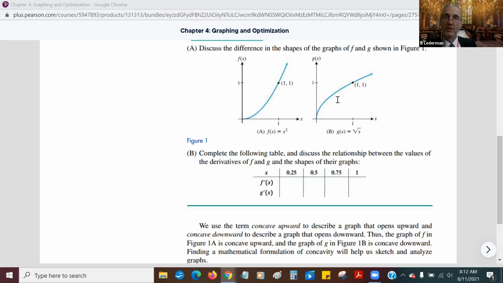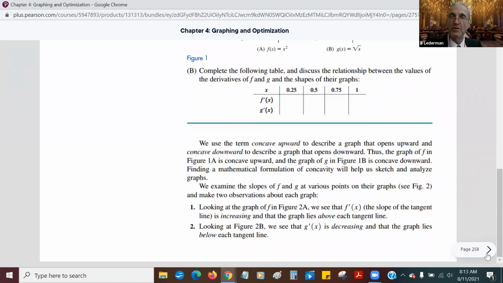Now, alternatively, one could say that if the tangents are on the bottom, then the cave is on the top. So the concavity is like the opposite of what the tangents are. Notice that here we have a curve where the tangents are on top of the curve, which means that the cave is down below it. Anyway, this is concave up, and that's concave down. That's just the way it is.